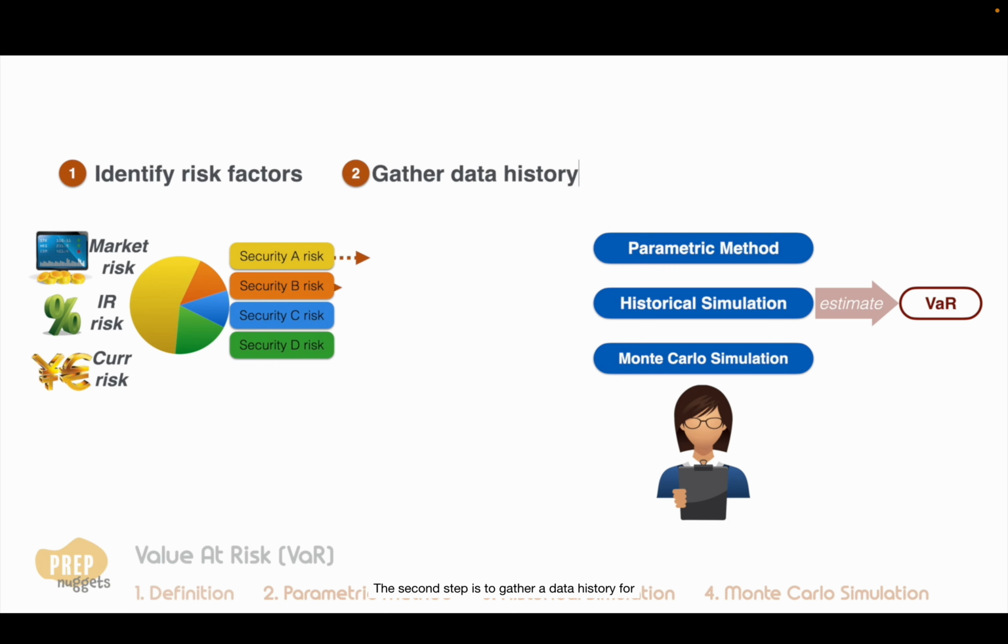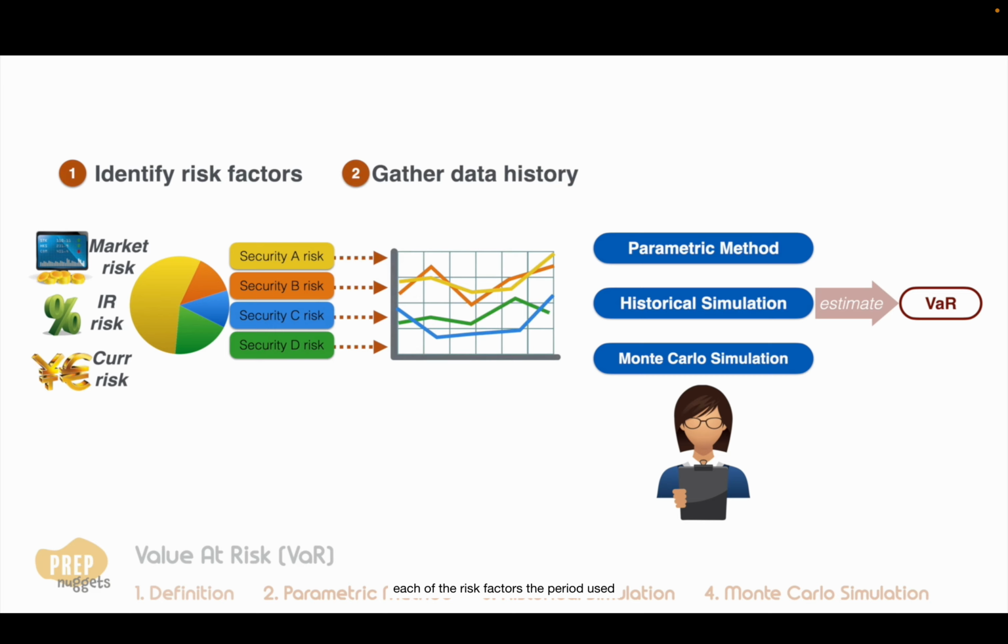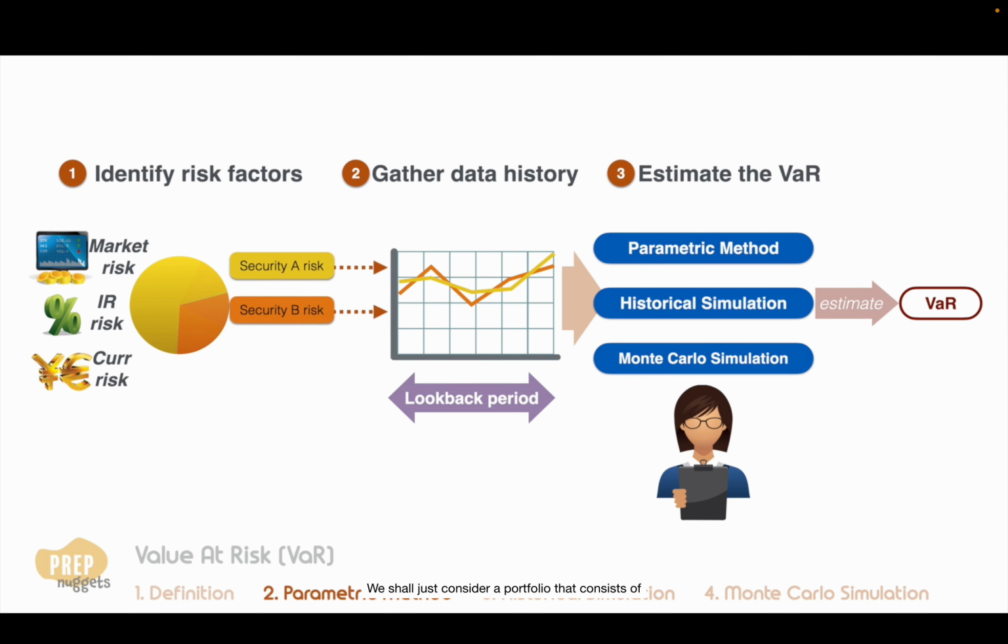The second step is to gather a data history for each of the risk factors. The period used for this historical data set is called the look-back period. The third step is to estimate the VaR based on the historical data, and this is where the three methods differ in approach. For simplicity, we shall just consider a portfolio that consists of just two stocks over a look-back period of 10 years of annual returns. The return of both stocks are assumed to be affected by only market risk, so we have only two risk factors to consider, one for each stock.